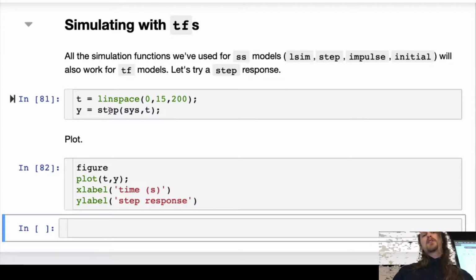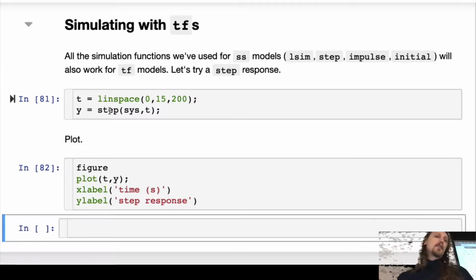Oh, I just chose, I wanted to simulate the response to something, so I chose step because it's a nice one to interpret. And remember, one of the ways that we like to characterize the transient response of a system is in terms of the step response. Right.